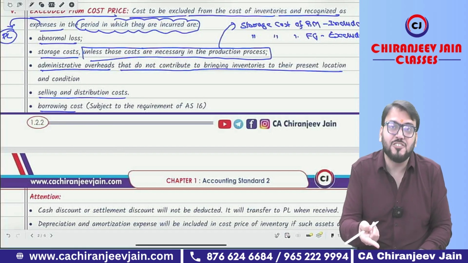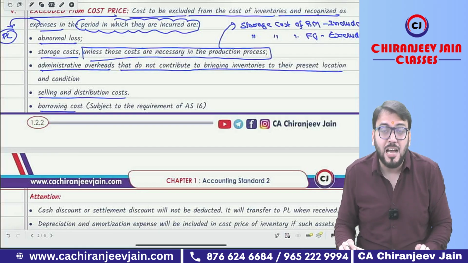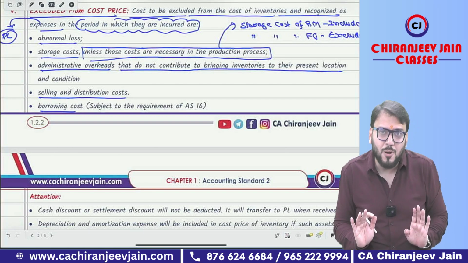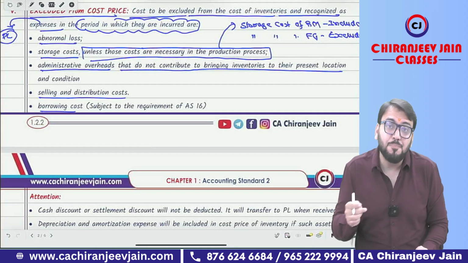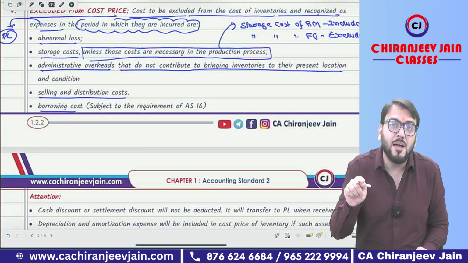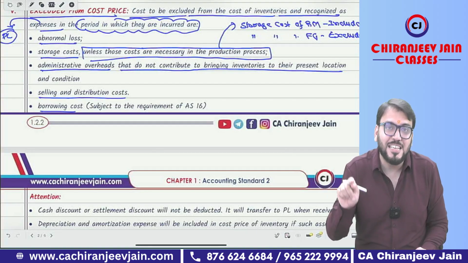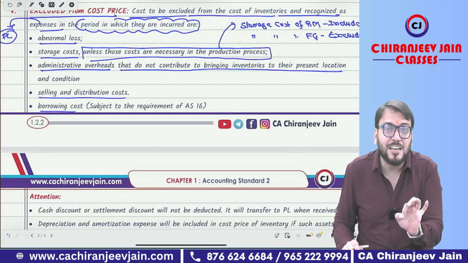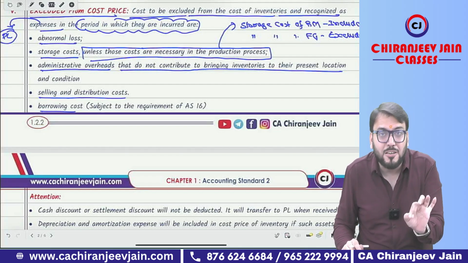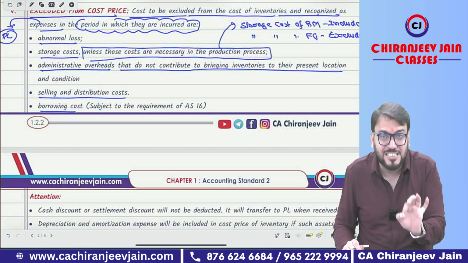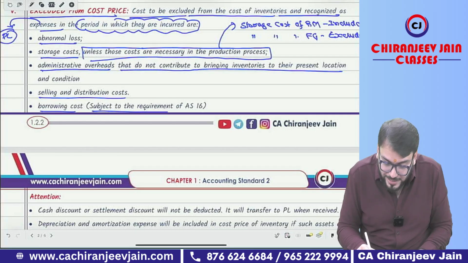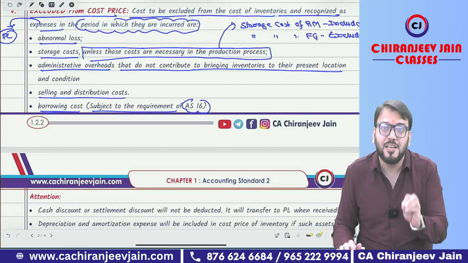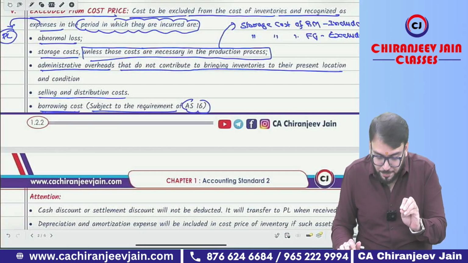Borrowing cost means interest cost. Right now we have done, it will not be included. Although AS 2 is silent about borrowing cost, so from AS 2 point of view it will not be included, but it may be included subject to the requirement of one more accounting standard, that is AS 16. AS 16 says that in some situation it may be included in the cost price of inventory. When it will be included, we discuss under AS 16. So subject to the requirement of AS 16, if the question is silent in this chapter, borrowing cost will not be included.